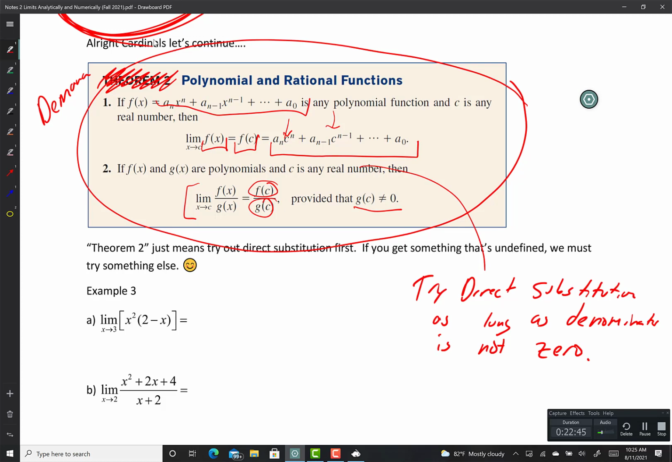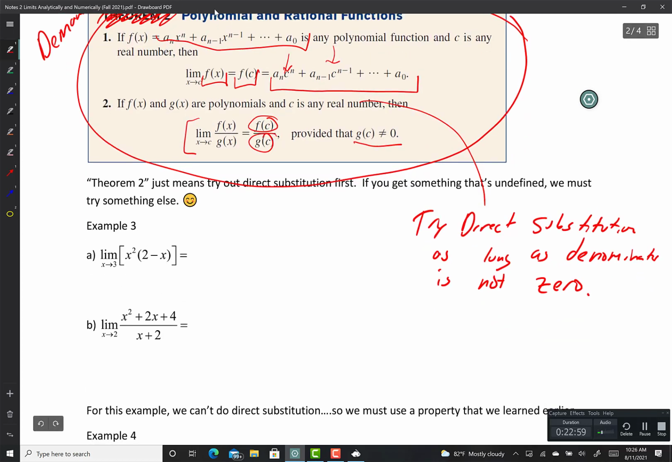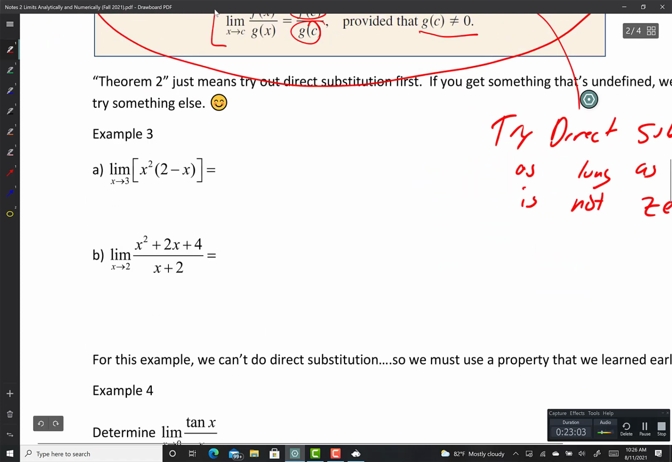I think when they wrote it, they thought everyone would understand. But that's what it was trying to say. So that's why sometimes students get intimidated by math, because they see something like this and think, I have no idea what they're trying to say. They're trying to say try direct substitution first. Cool or not cool? Okay.